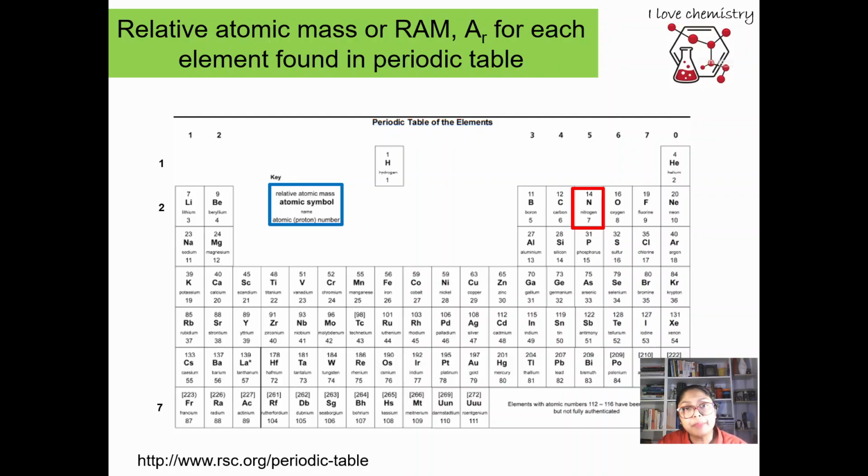There is another number below N, you can see. Do not confuse with that. It is a different number than RAM. It is the atomic number. You can see in the blue key box.